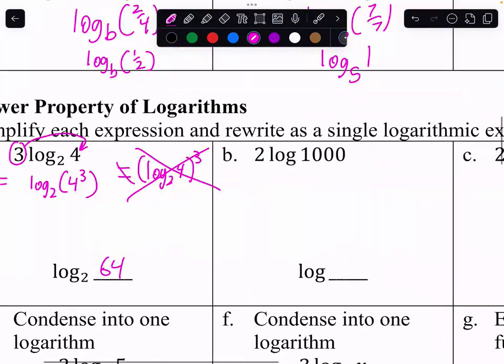Okay, same thing for letter B. You can take this 2 and make it an exponent of the 1000. So 1000 to the 2nd power would be 1 million.